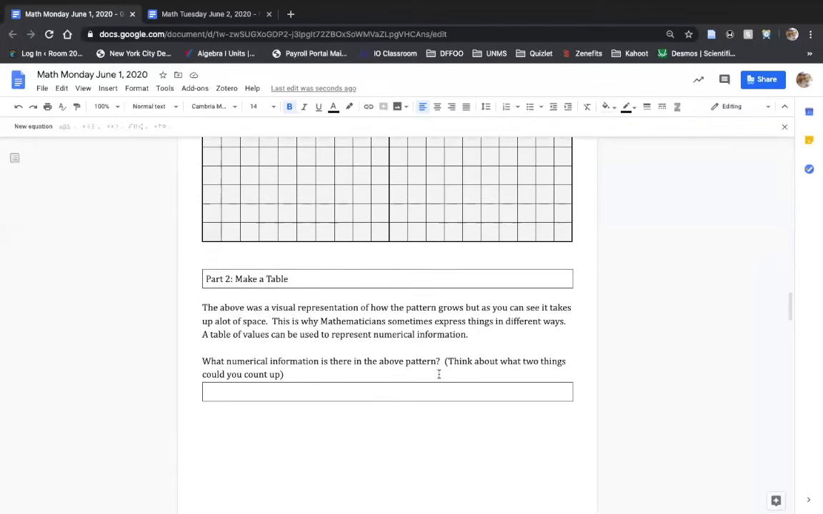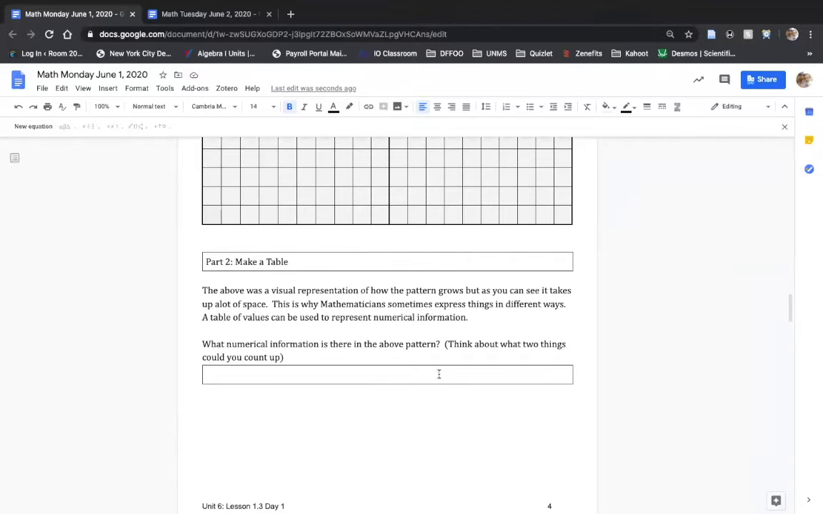Once you're done with that, the next thing that we're going to do is make a table, right? So what we had above was a visual representation of how that pattern grows, right? I could keep drawing it. The pattern's pretty simple. You could draw up to case 20 if you had a big enough piece of paper, case 30, however big you want it to go. But that takes up a lot of space, right?